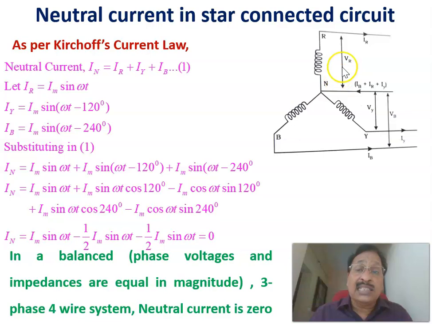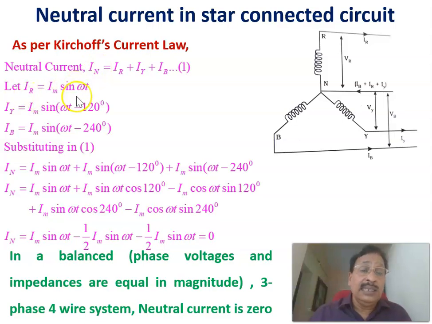Neutral current, as per Kirchhoff's current law: there is a current coming here, and it is equal to IN equal to IR plus IY plus IB. As per Kirchhoff's current law, you are applying KCL to this point. IR plus IY plus IB equal to IN, the neutral current.